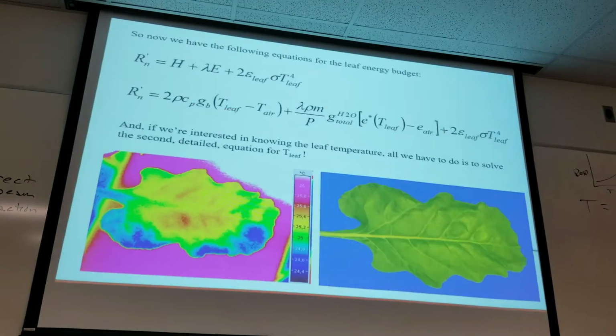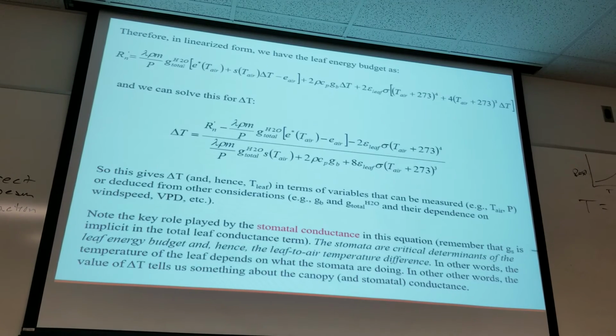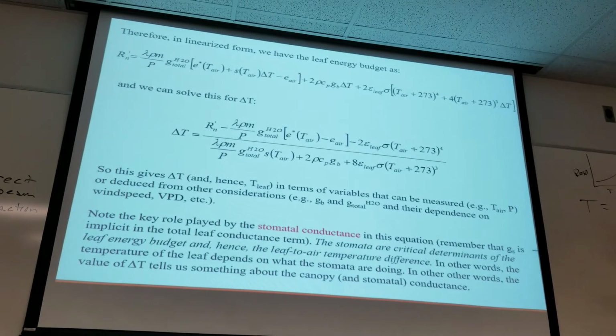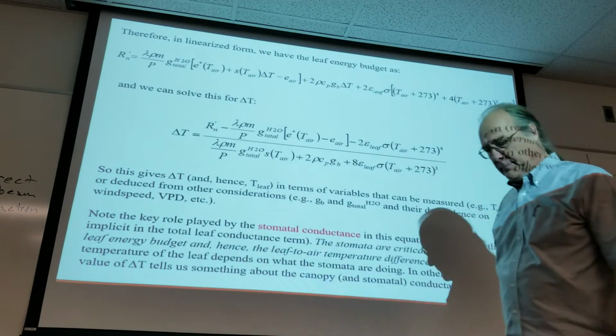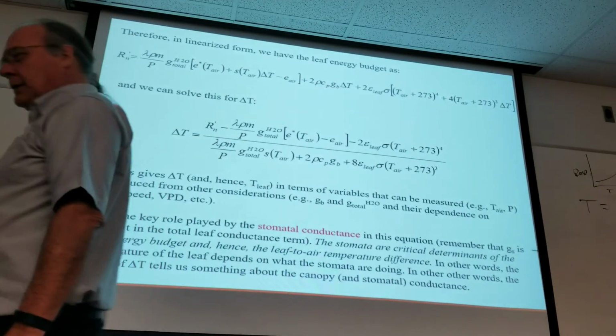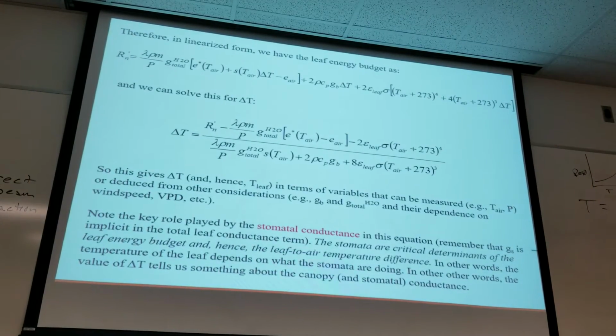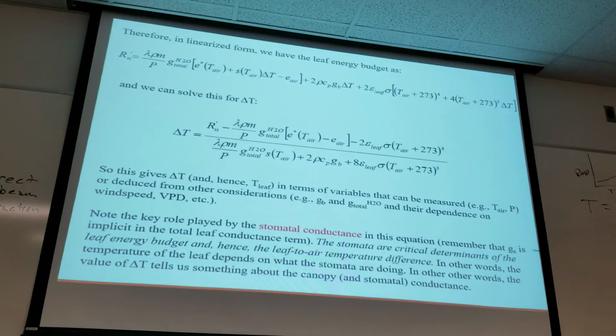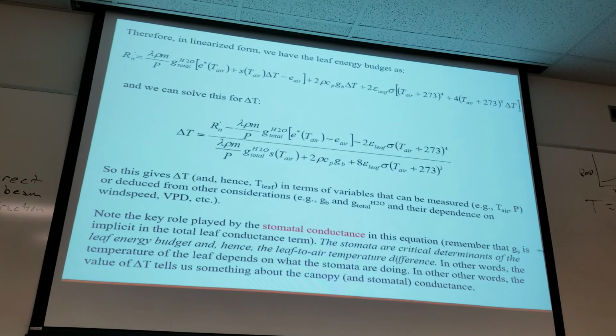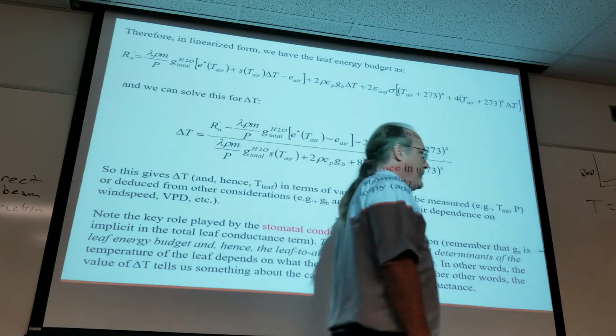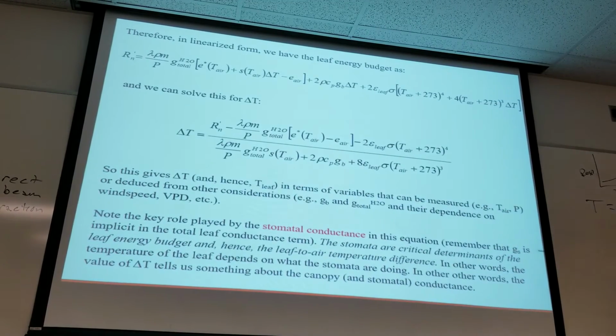For a while, there was a company that made essentially an infrared thermometer that they called an irrigation scheduler. Right? You go out and point it at your canopy, and once it reached a critical value, it would tell you, oh, you better irrigate. And that's based on this type of analysis.